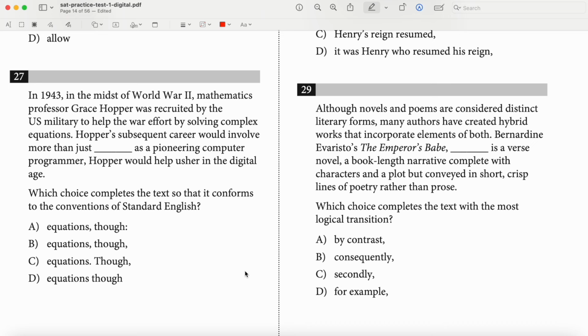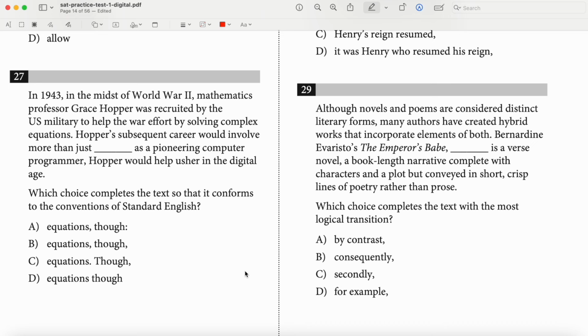Could we have an explanation or description of how Hopper's subsequent career would involve more than just equations? I mean, yeah, that could work, right? Because that's the next part. As a pioneering computer programmer, Hopper would help usher in the digital age. That is an explanation of how Hopper's subsequent career would involve more than just equations.